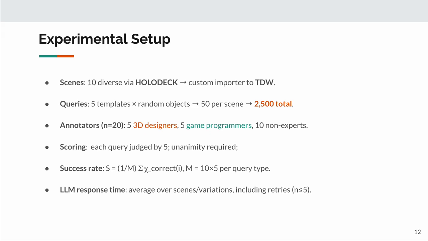We built 10 diverse scenes using Holodeck, yielding 2,500 queries in total. We used 20 annotators that evaluated each output. Each query was judged by 5 annotators and we required anonymity. We used two evaluation metrics, the success rate and the LLM response time. The response time also includes the time of retries.